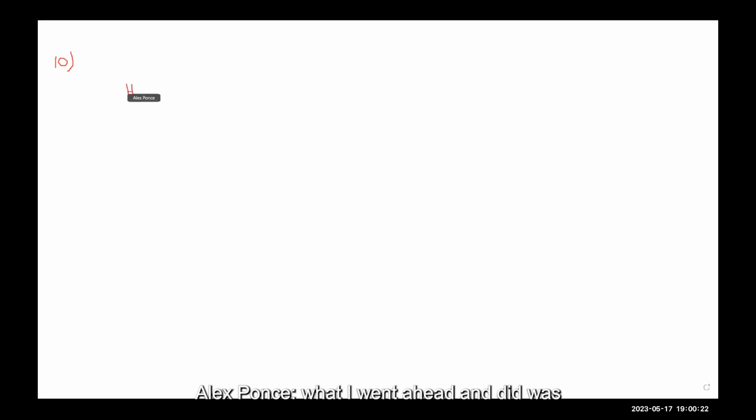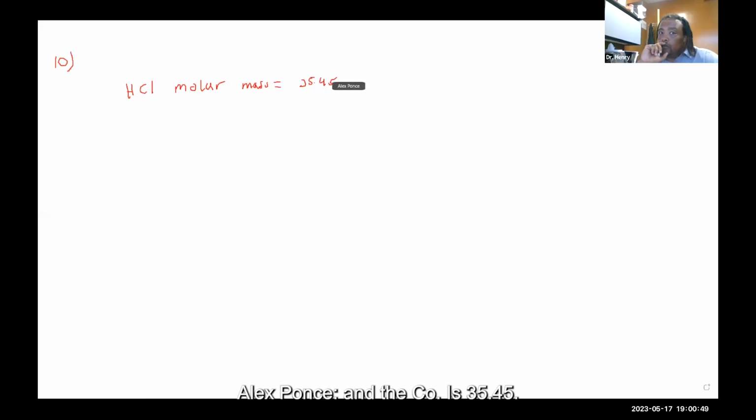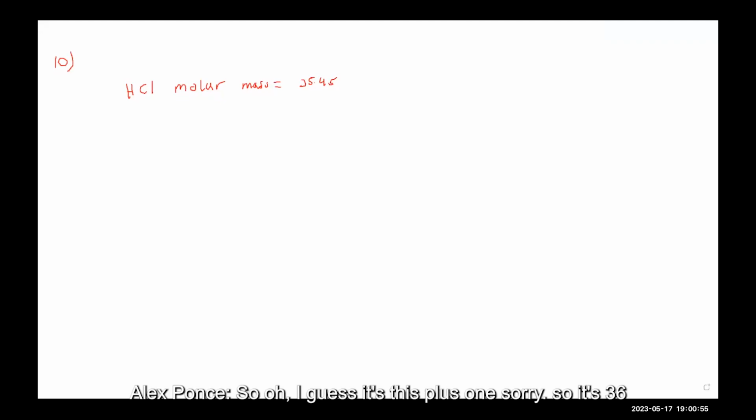So what I went ahead and did was the HCl molar mass equals 35.45 because the hydrogen's 1 and the Cl is 35.45. So it's this plus 1, sorry, so it's 36.45 grams per mole.